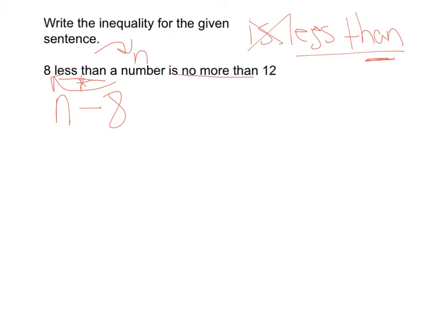Is no more than. So we need to think about what "is no more than" means. That's going to be our inequality. If something is no more than 12, that means that it could possibly be equal to 12. It just can't be more than that, which means it needs to be a less than or equal to symbol. So n minus 8 is no more than 12, and that is our inequality. 8 less than a number is no more than 12.